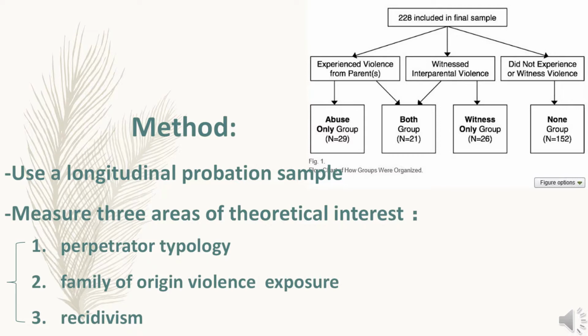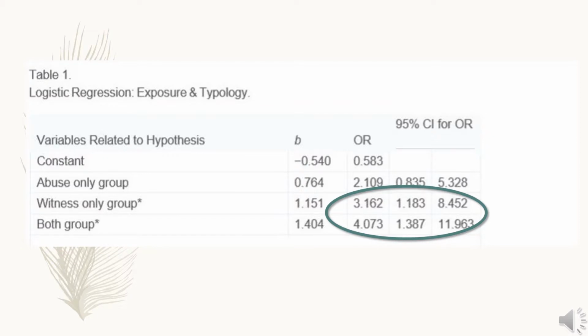The research measured 3 areas of theoretical interest, which are perpetrator typologies, families of origin violence exposure, and recidivism. Here are some tables in this article. All of them showed how the researchers analyzed the data. Regression analysis included three cross variables to represent the 4 exposure groups, with the non-group used as the comparison group. Table 1 shows that the observe-only group did not appear to predict typologies.